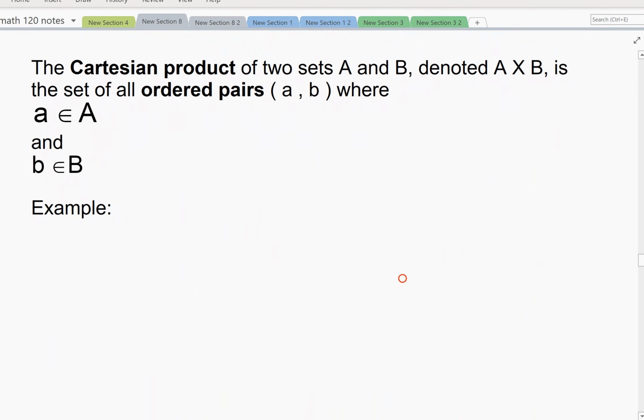Alright, the Cartesian product. The Cartesian product of two sets, set A and set B, is when we're pairing two groups together. Or we're doing two things together, like flipping a coin and rolling a dice. We're doing two things at once, and I want all of the outcomes. So the Cartesian product is denoted A times B, and is the set of all ordered pairs. So we write them as a pair because the set is when we group things from A and B together. That's our new outcome.